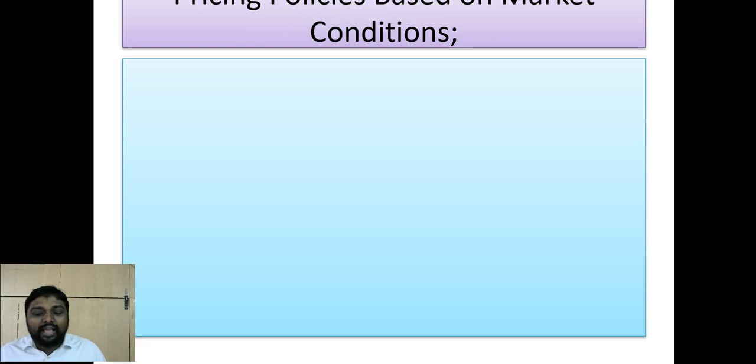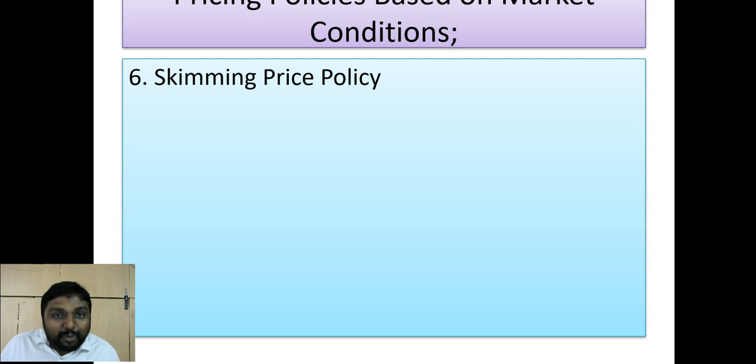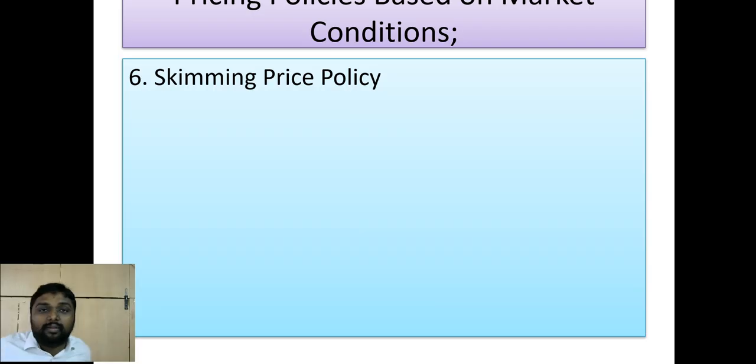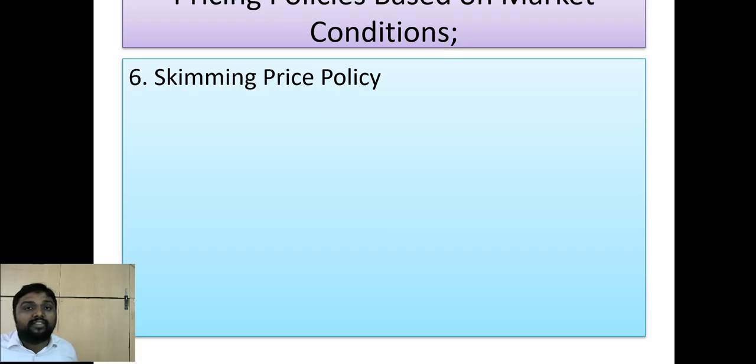Now, pricing based on market condition. Skimming price policy. What is the meaning of skimming price? This will generally be applied for a technology related product, where in the introduction stage the price will be very high. See, this phone, at the time of buying, is around 80,000. Now the price can be brought down when they reach the last stage, even to 40,000.